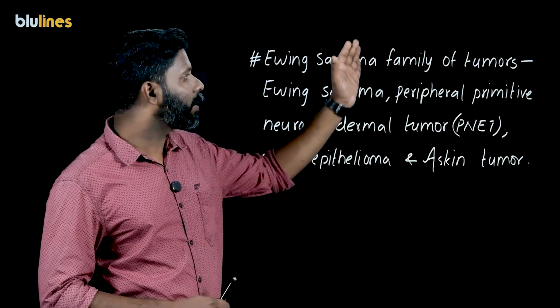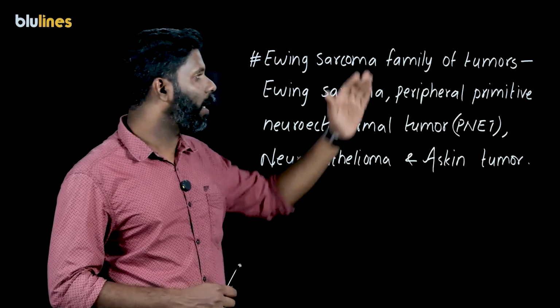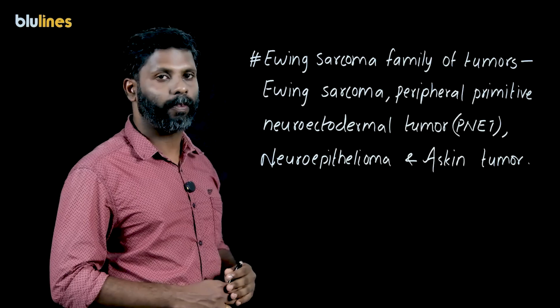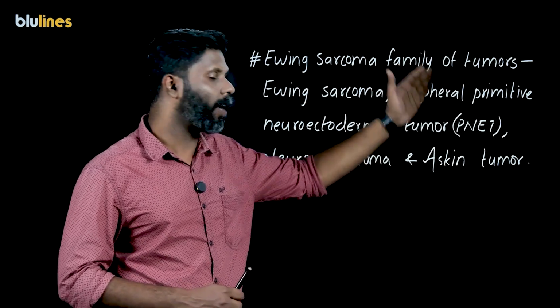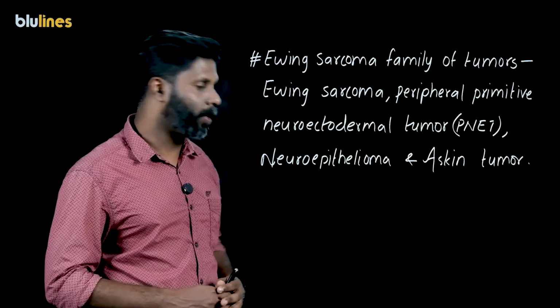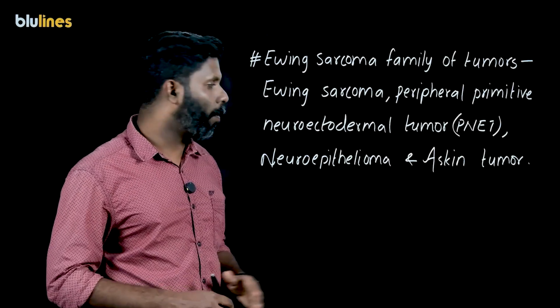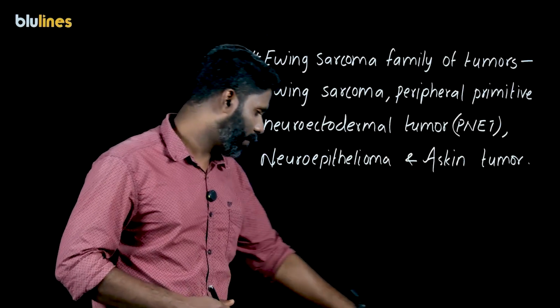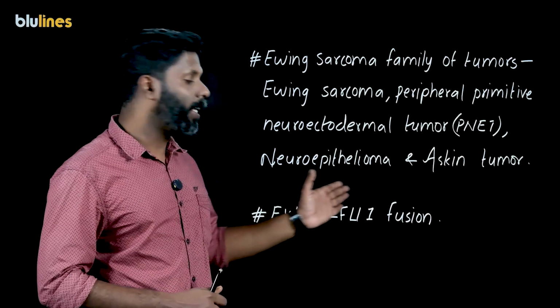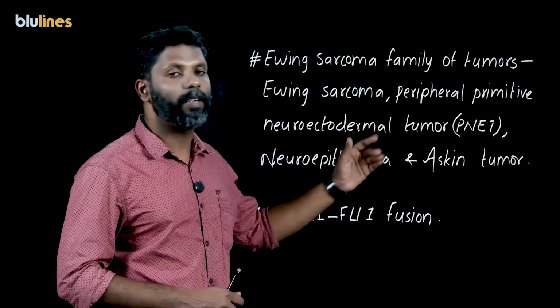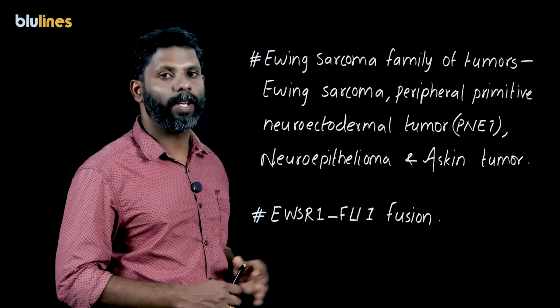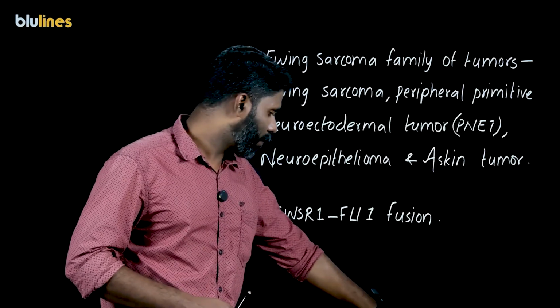The Ewing sarcoma family of tumors consists of an array of different types of tumors, which include Ewing sarcoma, PNET, that's peripheral primitive neuroectodermal tumor, then neuroepithelioma and Askin tumor. And there is a gene fusion, that is EWSR1-FLI1 fusion, which is an important feature of Ewing sarcoma.